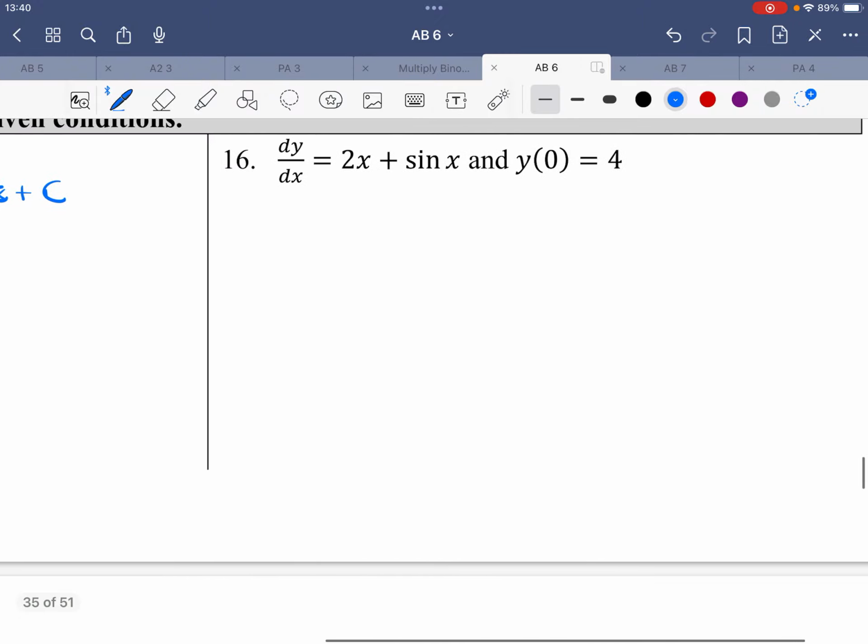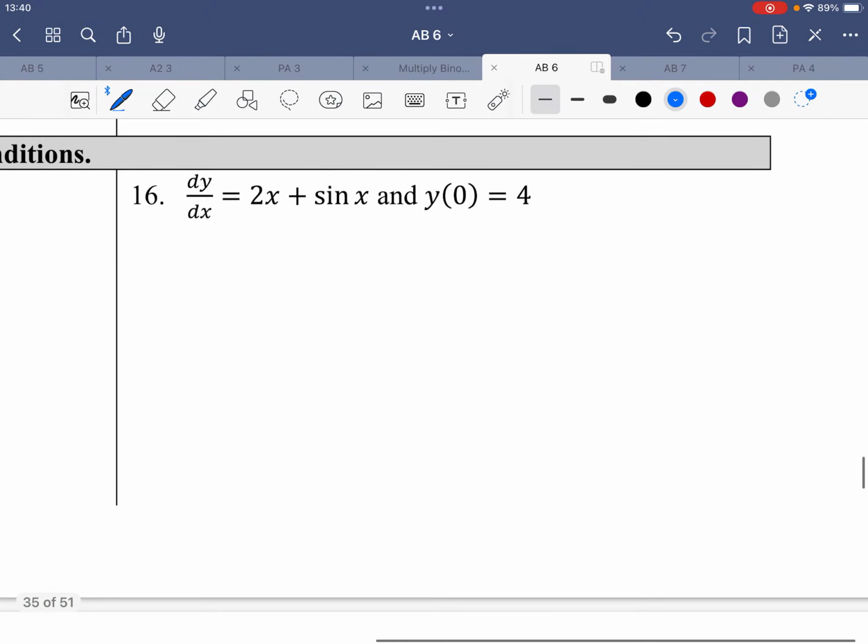Okay. 16 is very similar. They just give it to us in a different notation, but I'm going to do the same thing. I'm going to take the antiderivative of both sides. On the left hand side, I get y, and on the right hand side, I get x squared minus cosine of x plus c.